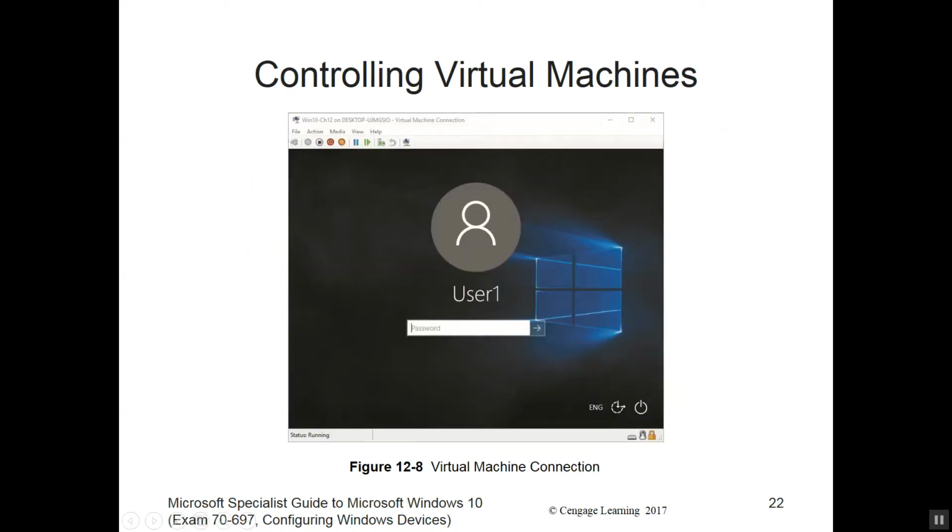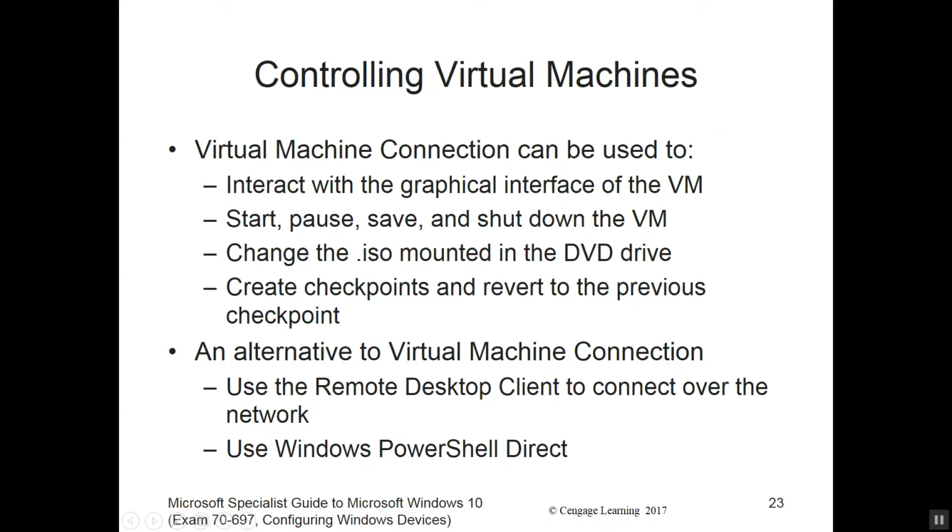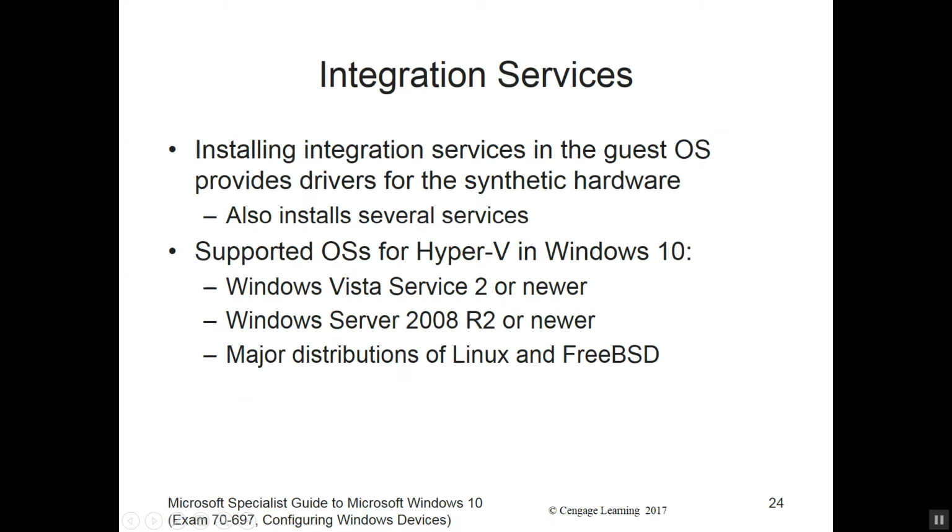Okay. So here we are, we've got a virtual machine, it's up and running, and we see the desktop. We got the controls across the top. Pause, run, stop. Virtual machine connection can be used to interact with the GUI, start, pause, save, shut down the VM. We can change the ISO mounted to the DVD drive itself, create checkpoints and revert to the previous checkpoint.